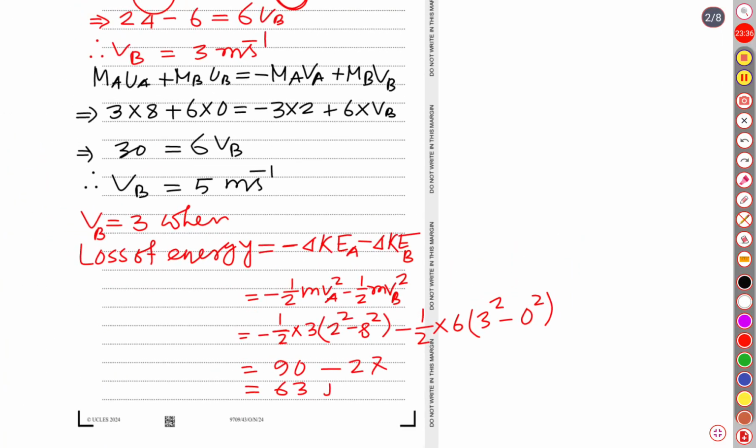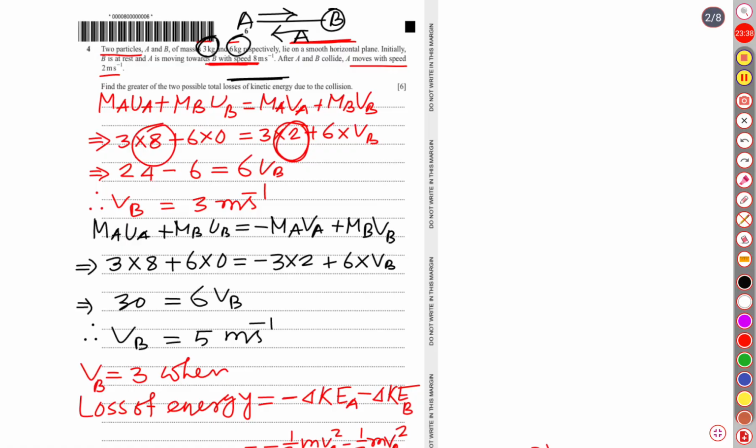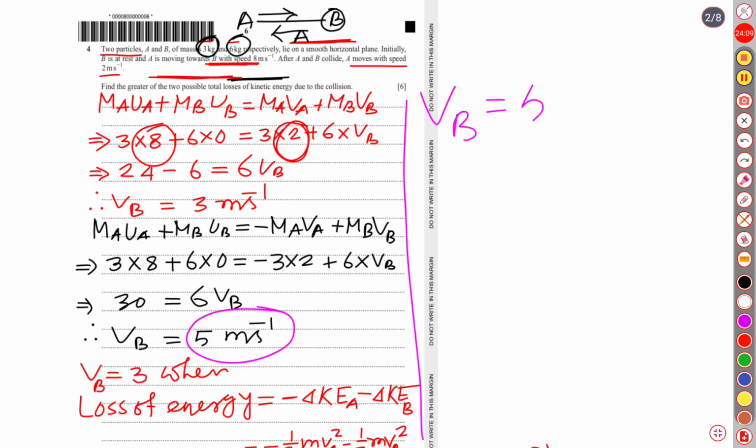Now look at the question: they have told us to find the greater of the two possible total losses. We have just found one of the losses. Let us find the second case, when V of particle B is equal to the second velocity, which was 5 meters per second.